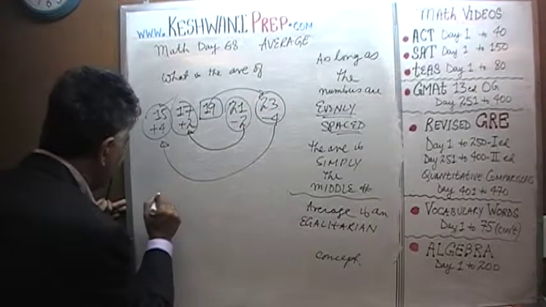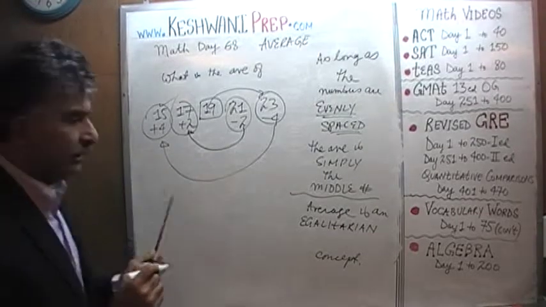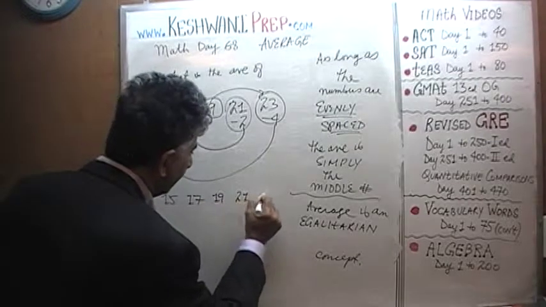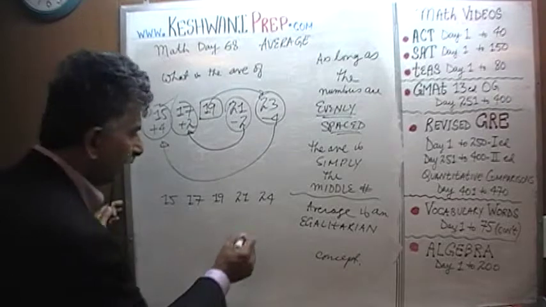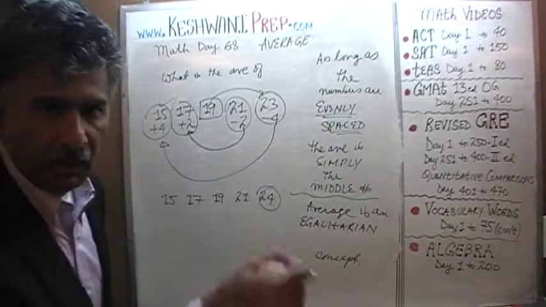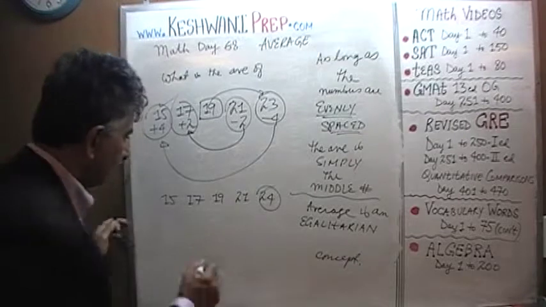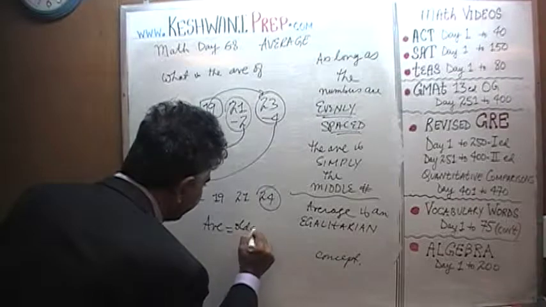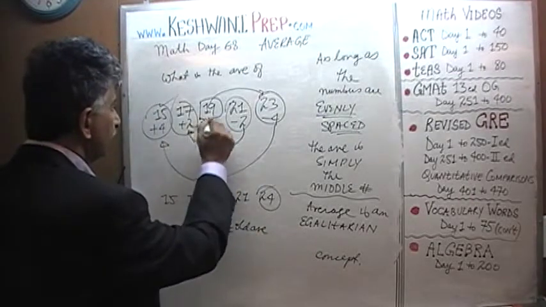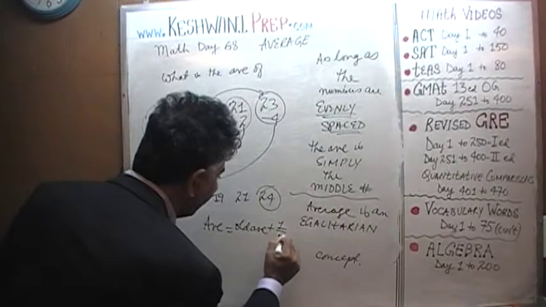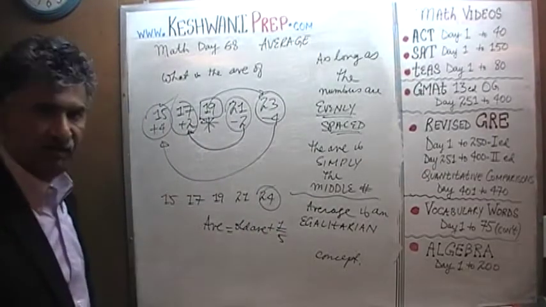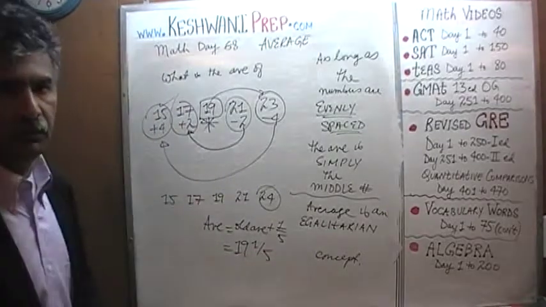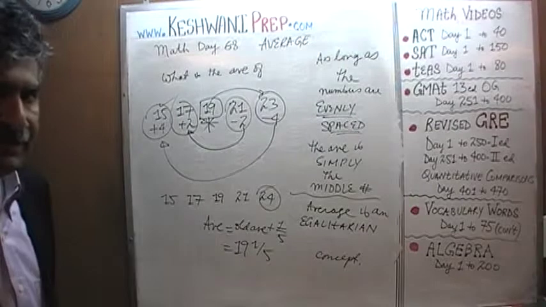The problem here is that we don't have 15, 17, 19, 21, and 23. What we have here is 15, 17, 19, 21, and 24. Well, don't make too much fuss about it. Take that extra $1 that's causing the problem and distribute it evenly among the number of people, which tells us that the new average is simply going to be the old average that we had, which was 19, plus a fifth, because you have to distribute that extra $1 among five people. That's all, we are done. The average is simply 19 and a fifth, 19.2. The average of these five numbers is simply 19.2.